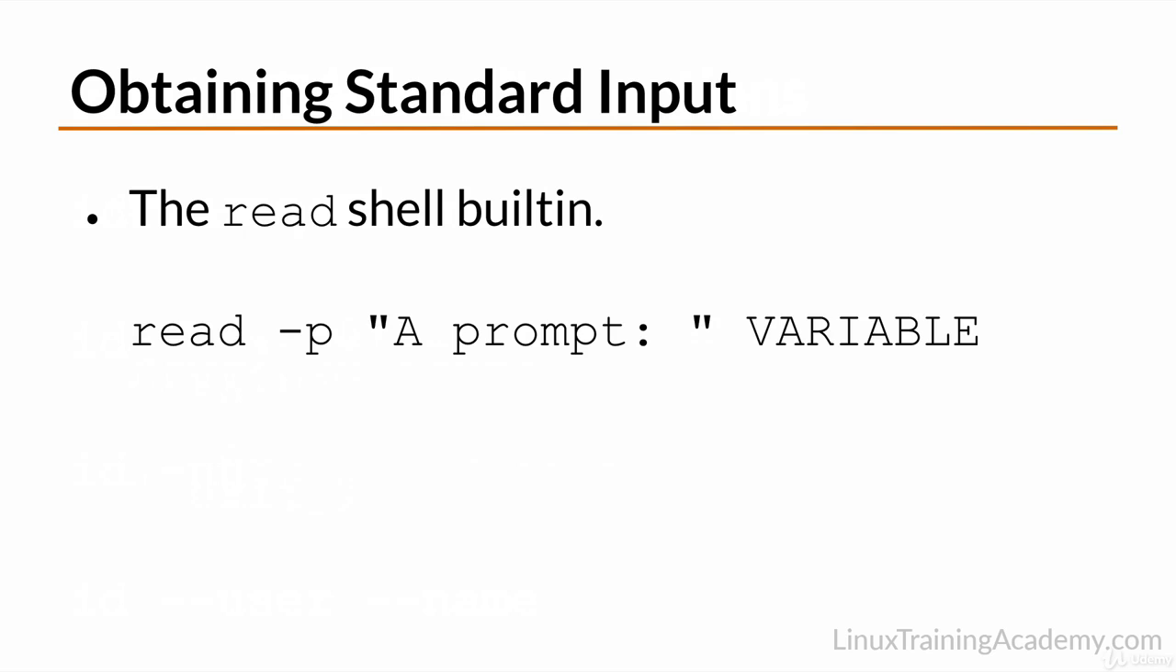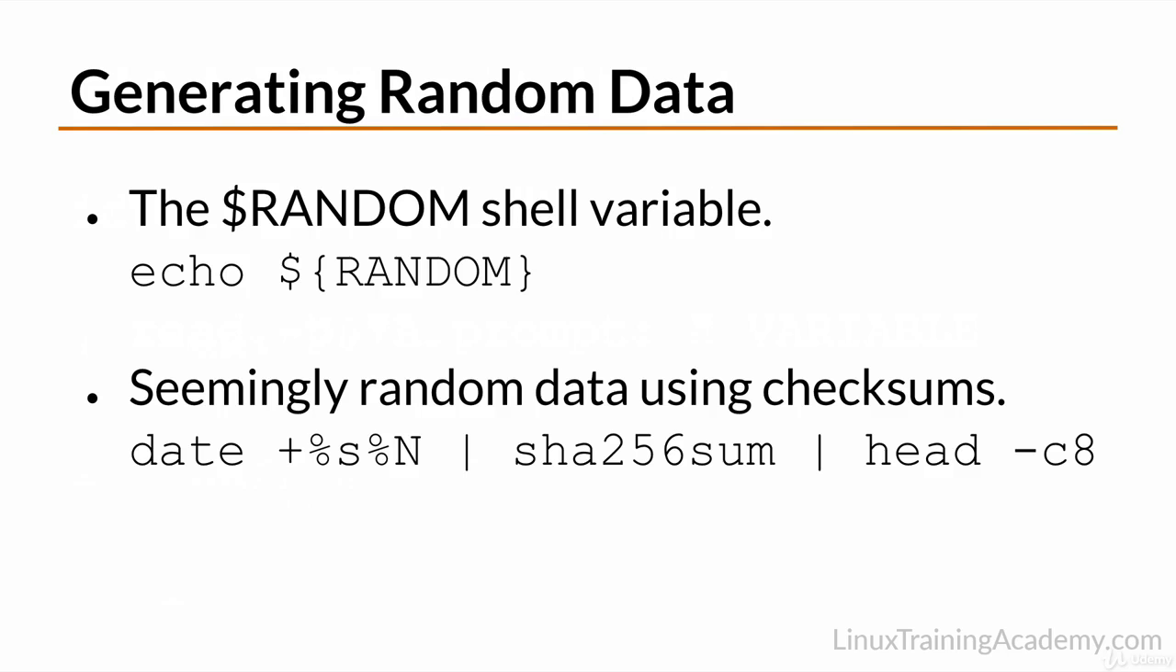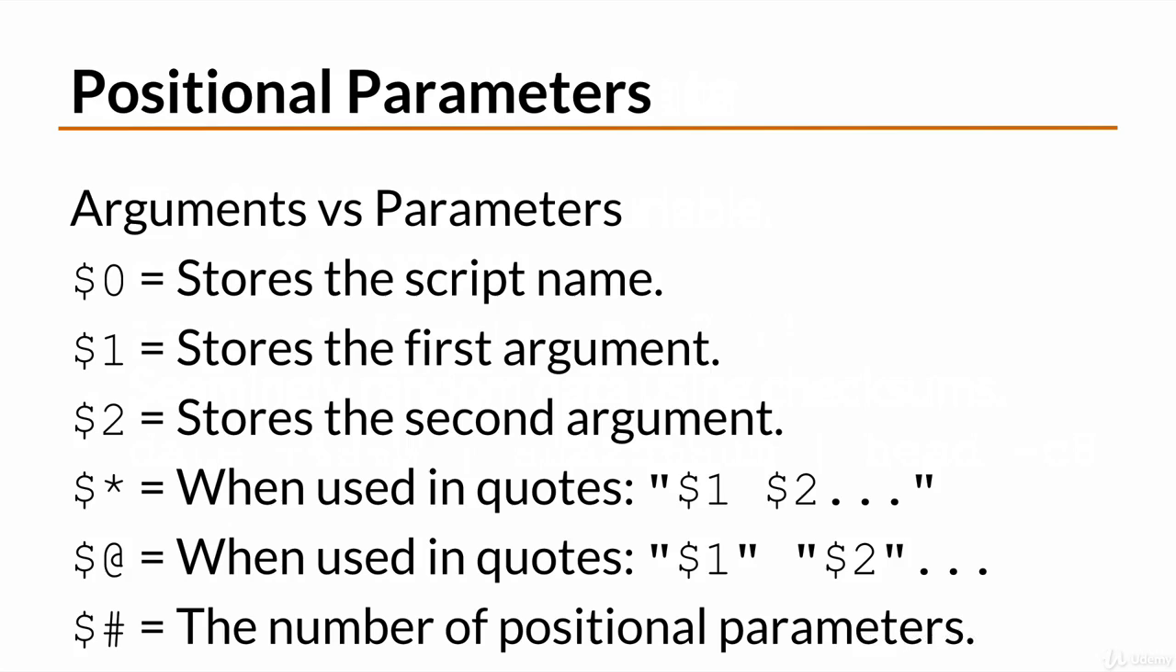Next, you learned how to use the read shell built-in in order to capture standard input and store it in a variable. You then moved on to creating random data that you could use for account passwords. One way you did this was by taking advantage of the random shell variable. Another method you used was to take the output of the date command and run it through a cryptographic hash function. You then started working with positional parameters.